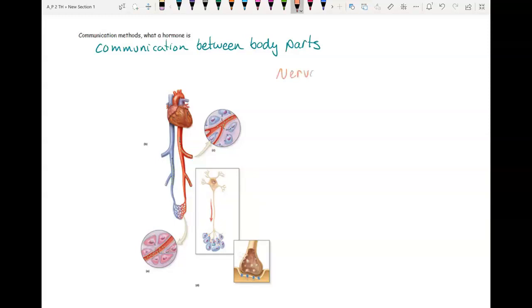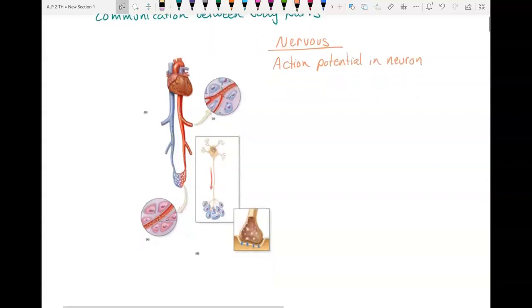Nervous system, which you learned last semester. This is where you have an action potential in a neuron, and you then secrete neurotransmitter onto the effector.